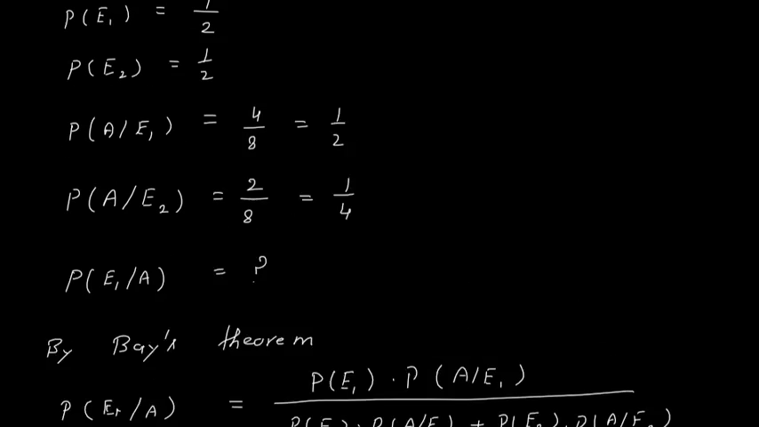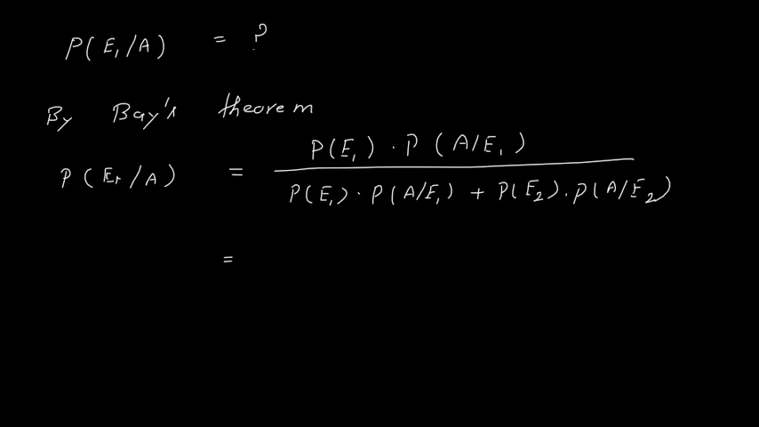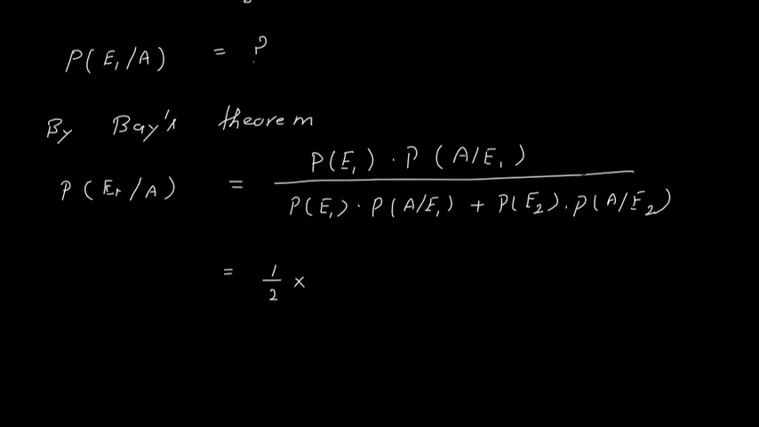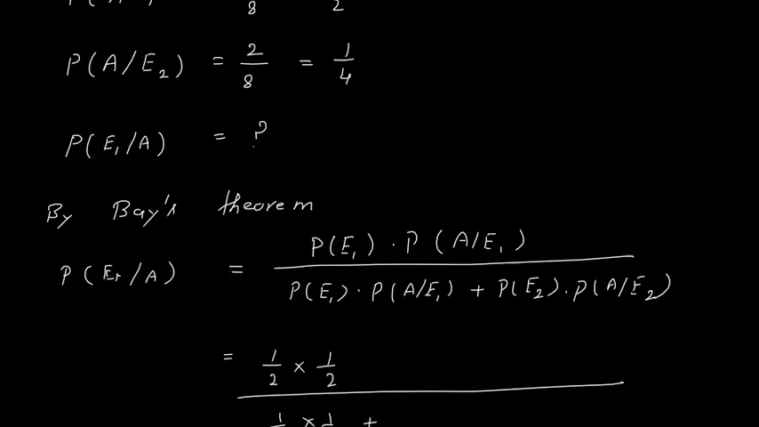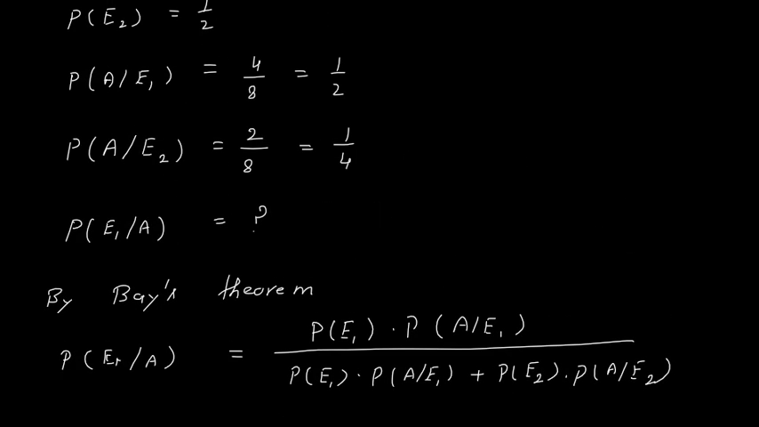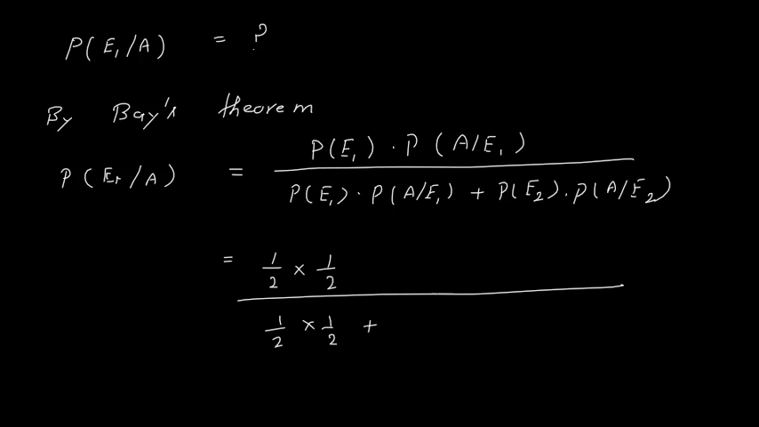So this is equal to probability of E1. What is the possibility of E1? It is 1 by 2. So this is 1 by 2 into A by E1. So possibility of A by E1 is 1 by 2. So 1 by 2 into 1 by 2 whole divided by, here I have 1 by 2 into 1 by 2 plus possibility of E2, which is 1 by 2, into 1 by 4 plus 1 by 2 into 1 by 4.